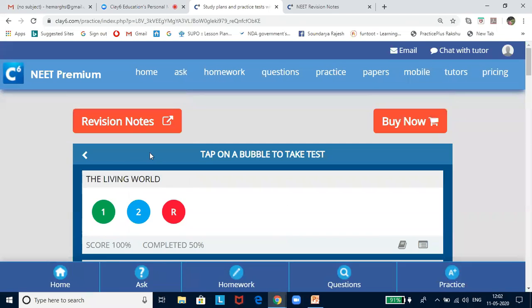Now, if you click on this bubble of revision notes, it will open into a PDF. This PDF has been prepared by Clay6 tutors, keeping in mind the key concepts that are very essential for your NEET exams. It is just like a ready reckoner for you to immediately understand what is very important, what is very vital from all the lessons, because you are expected to study so many books for your NEET preparation, which is impossible during the time of revision. So comprehensive notes have been prepared by the tutors of Clay6, which I would suggest you have a look at.